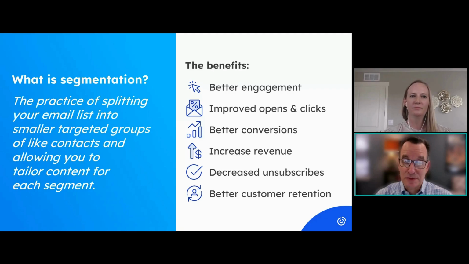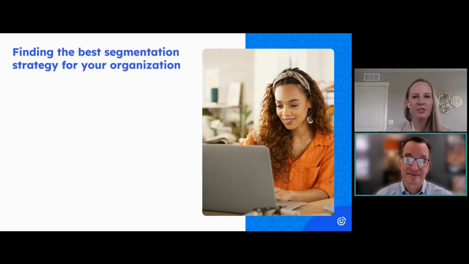Because the emails speak to these people more specifically, your unsubscribe rate will go down and you get a better customer retention. So the bottom line of segmenting is it gets you better results. And no matter who you are or what your organization is, you really can be segmenting your list and doing more personalization to improve those results.